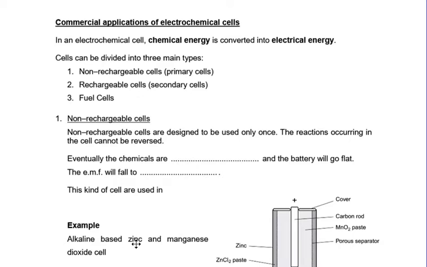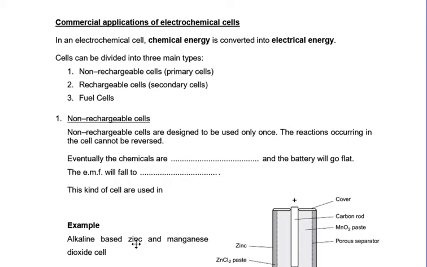We've got our non-rechargeable cells, we call those primary cells. They'd be things like you might find in a smoke alarm, a clock battery, your AA batteries. Rechargeable cells, so rechargeable batteries, you get those in your mobile phones and your laptops. So your lithium-ion cells would be rechargeable batteries, and fuel cells, which you might have heard of in fuel cell cars. So we're going to look at each of those types one at a time.